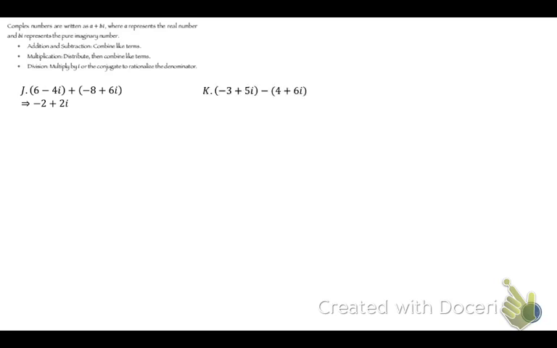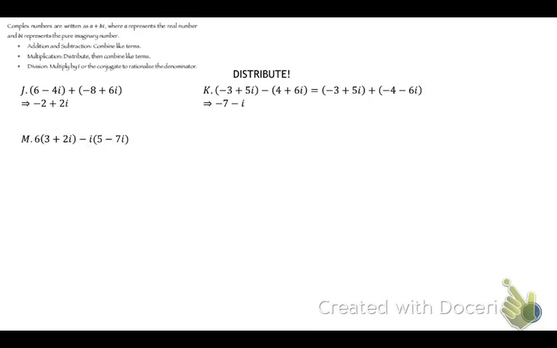Cool. Let's do this one. Remember, subtraction, you distribute that subtraction sign first. So you would go here and here. So that becomes the negative 4 minus 6i. And then combine like terms. So that would be negative 7 minus i.